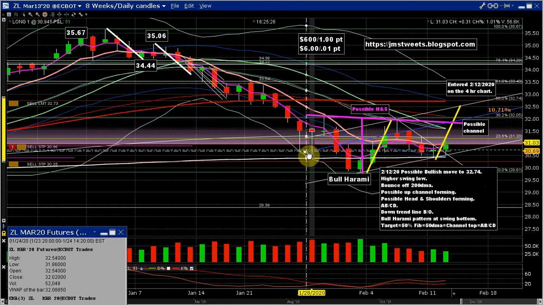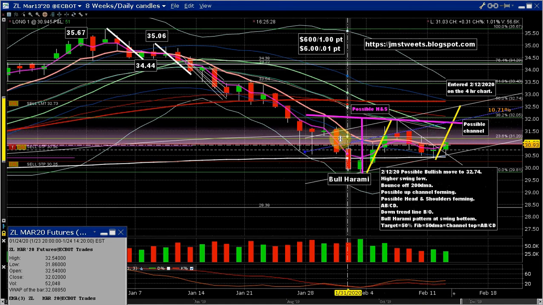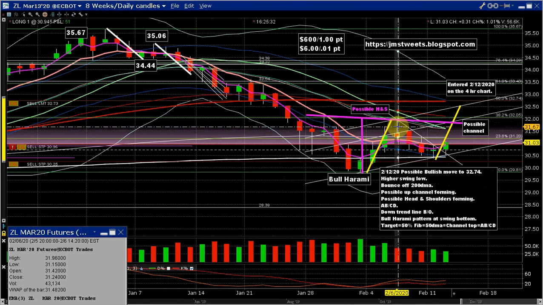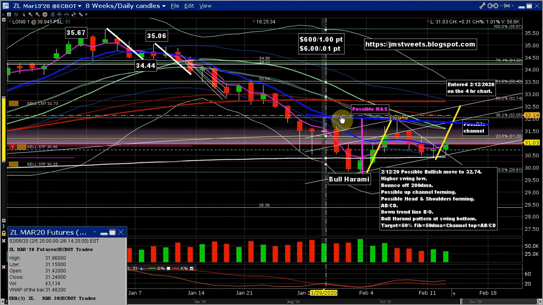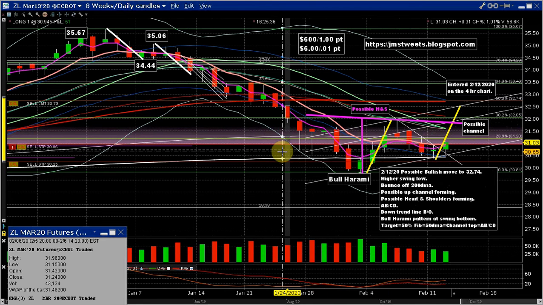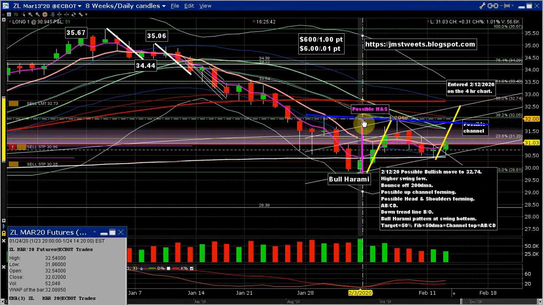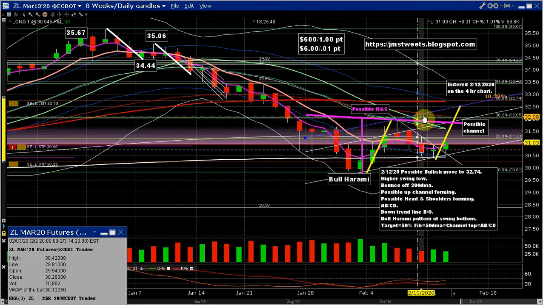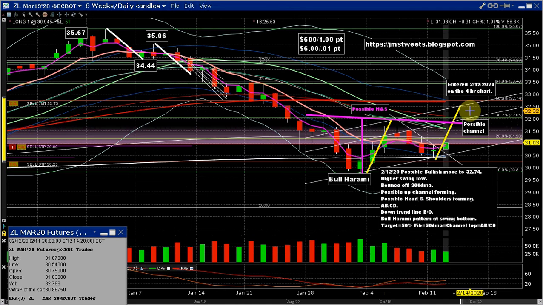So this is the left shoulder, this is the right shoulder, which makes this the left armpit and this the right armpit. And what you do is you connect the armpits, and that creates what's called the neckline. And then to get an idea where this is going to go, you drop a vertical from the neckline down to the top of the head, and then you copy this and you set the bottom of it onto the neckline at the breakout point.